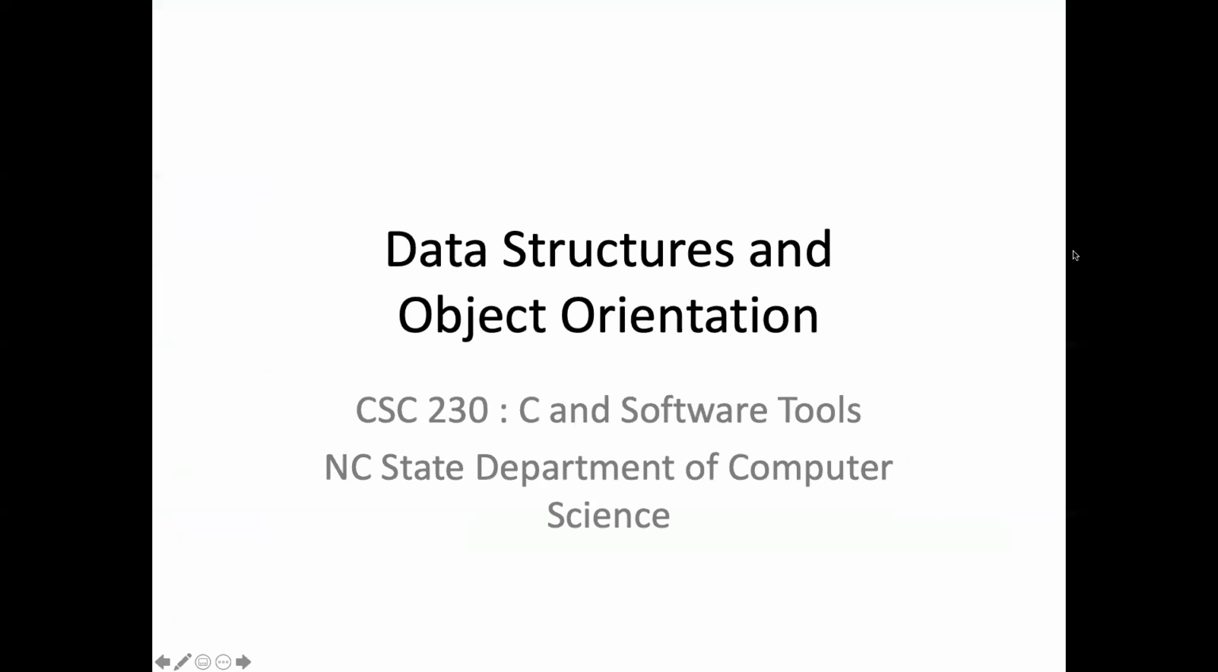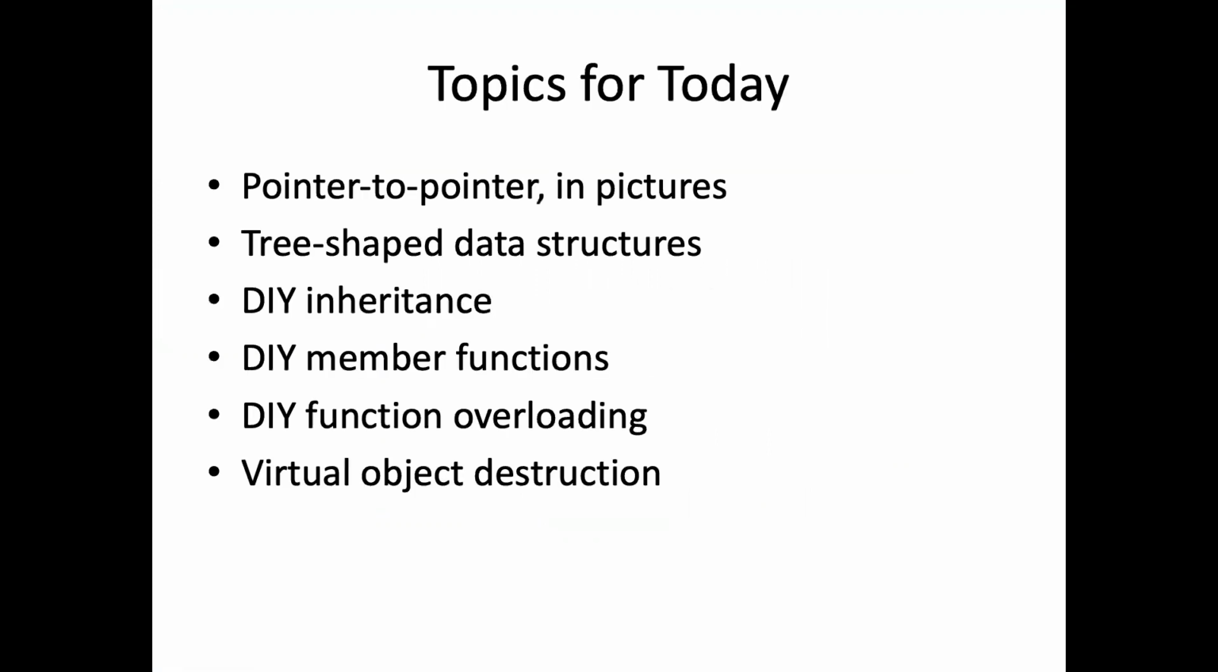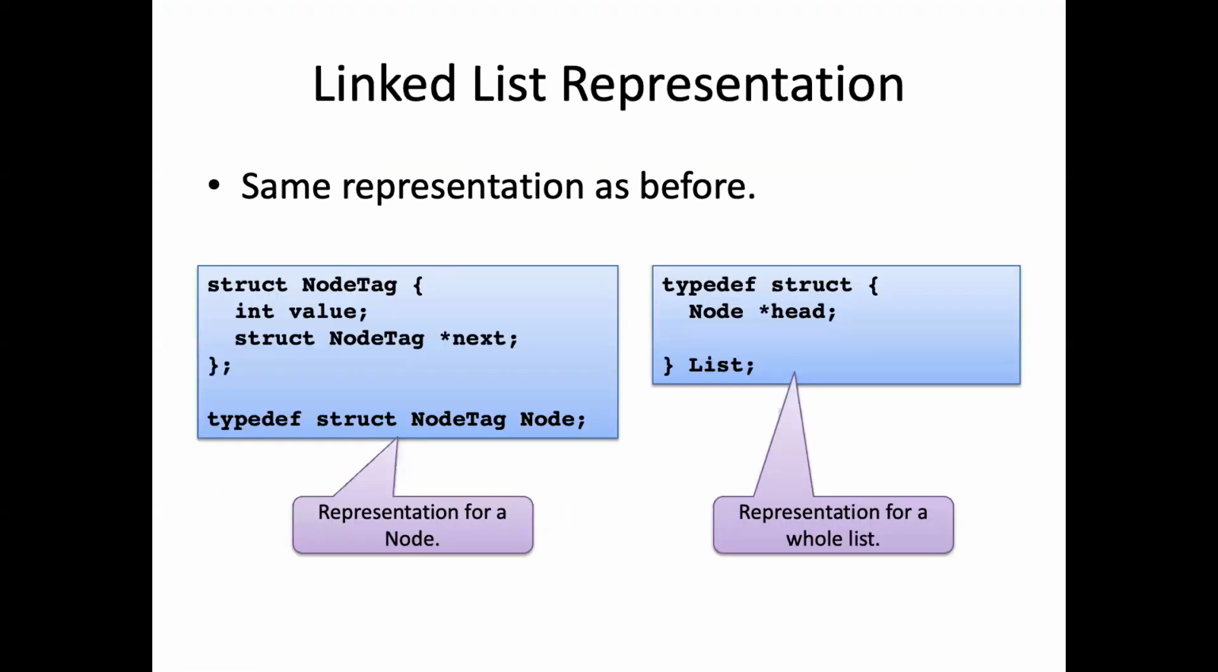The real material we're supposed to cover today is part 2 of data structures, and we'll talk a little bit about object orientation in C. And like I'll say a couple of times later, when we learn how to do object orientation in C, we'll really be learning how it works in a language like Java, because we're going to have to do some of this stuff ourselves.